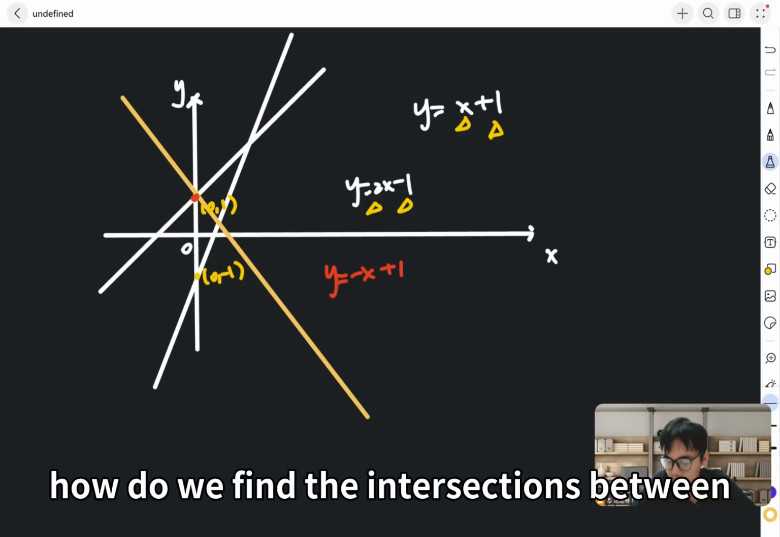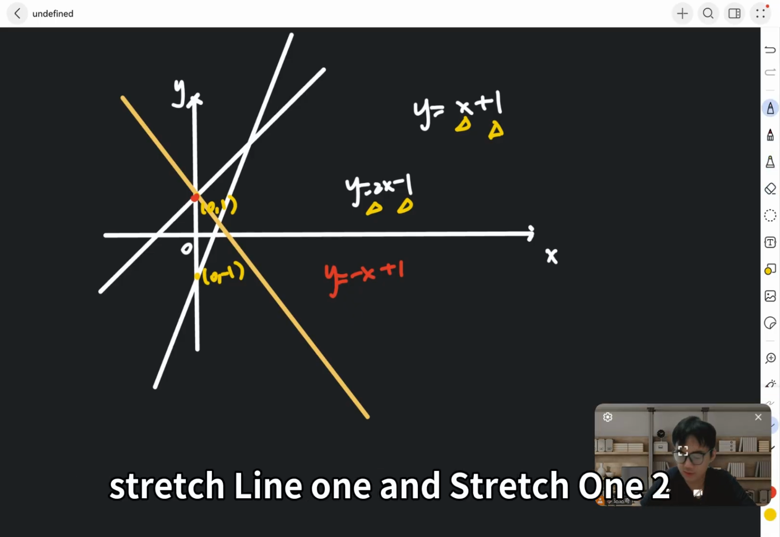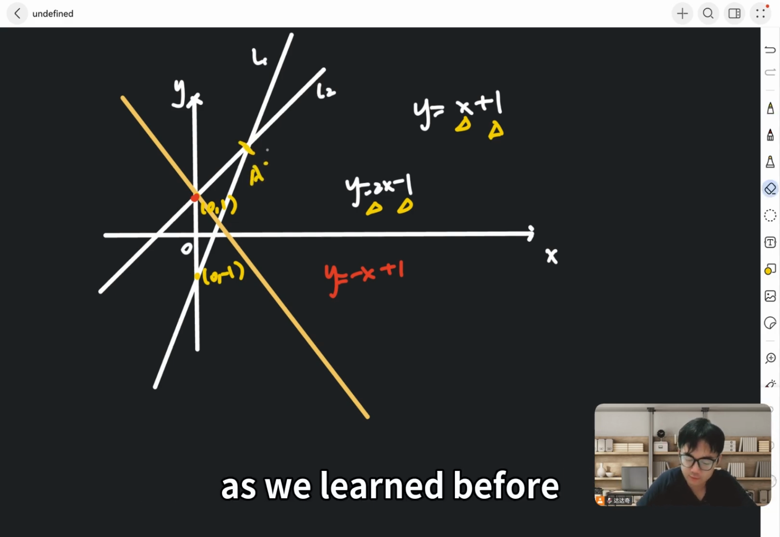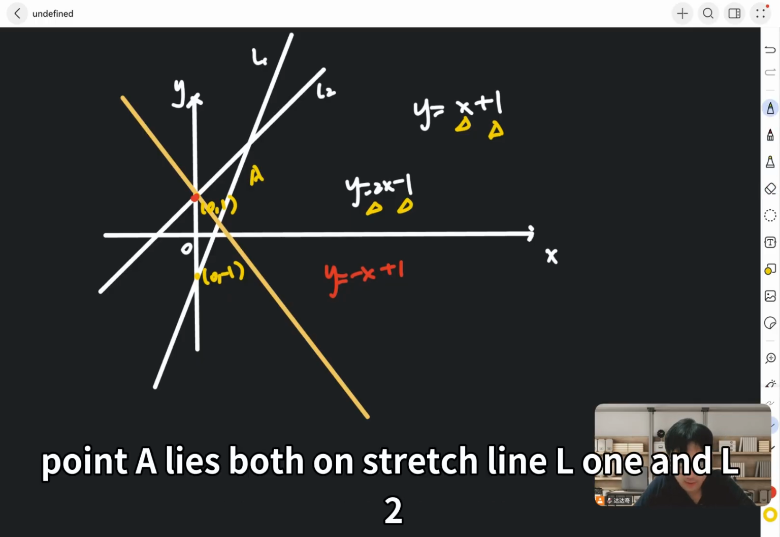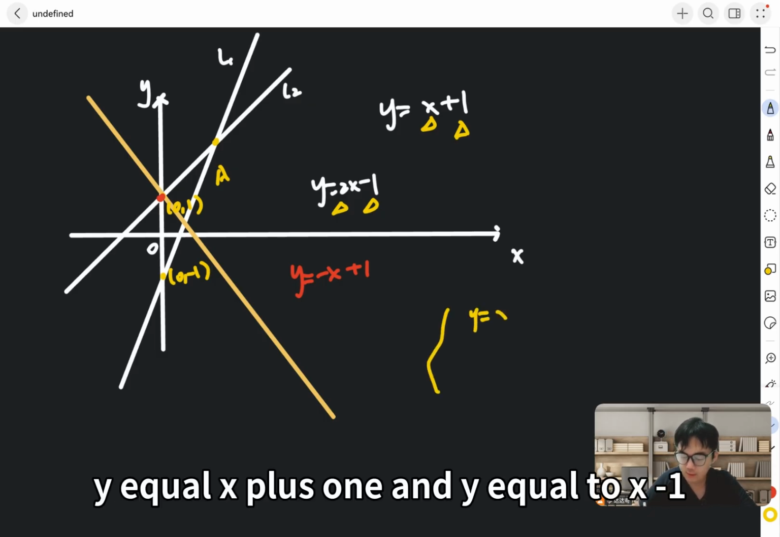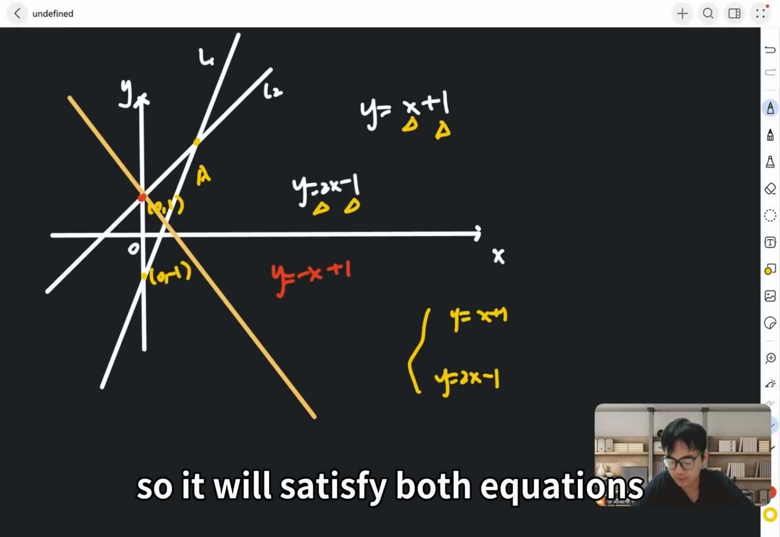How do we find the intersections between those straight lines? Let me mark them as straight line 1 and straight line 2. How do we find their intersection? As we learned before, point A lies on both straight line L1 and L2, so it will definitely satisfy both equations, y equals x plus 1 and y equals 2x minus 1.